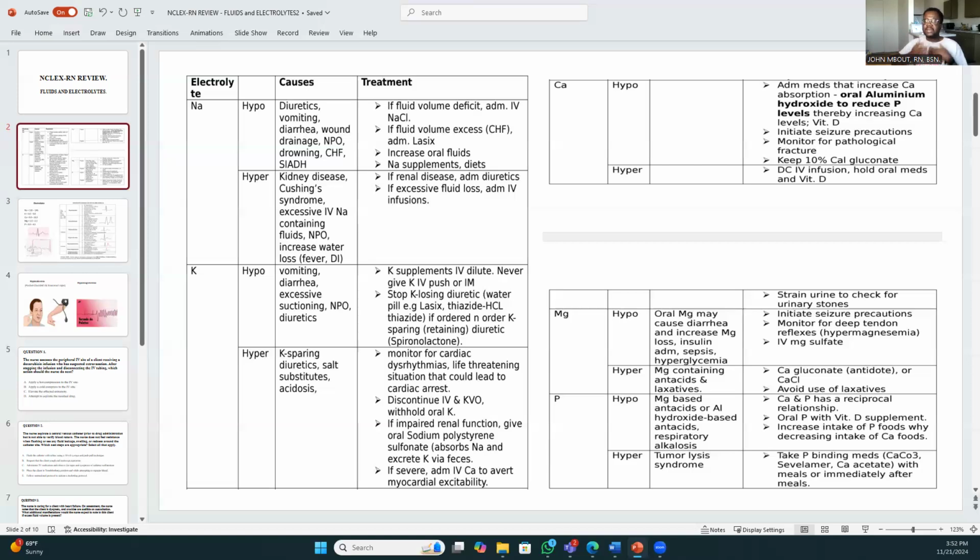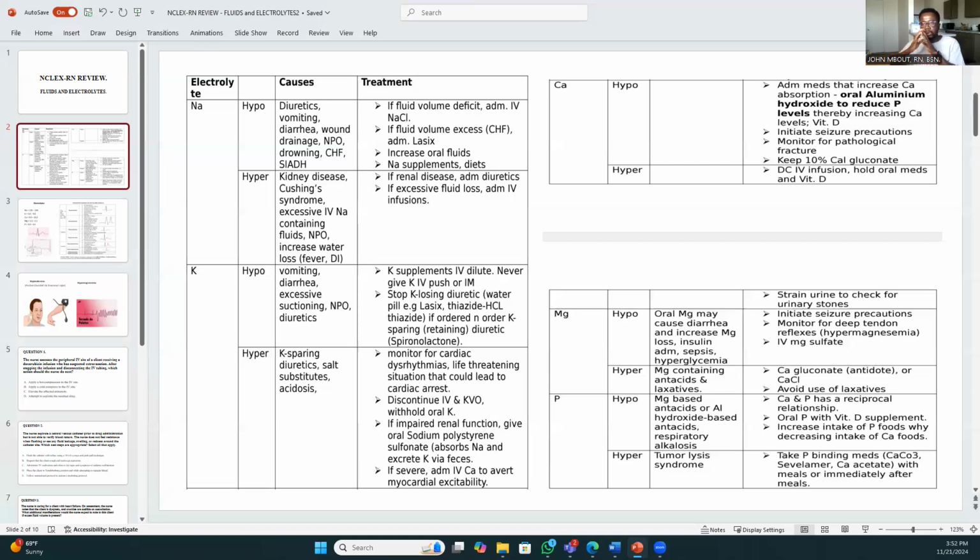Okay? Never give potassium by IV push. No. Subcutaneous, IM, no. It is only IV, and you have to use an infusion pump because you have to measure the rate that it is going.